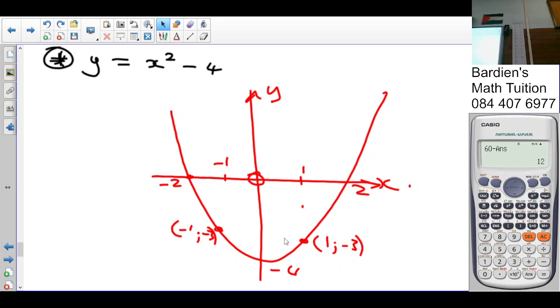Your graph doesn't look like it? No. How does your graph look? Upside down? No. Don't be upside down. Maybe your mind is upside down. I'm joking.